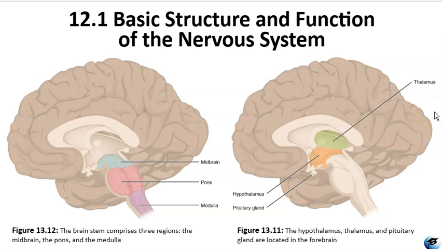Hindbrain includes the medulla, pons, and cerebellum. The medulla regulates vital functions such as breathing, heart rate, and blood pressure. The pons supports similar functions and helps relay information between the brainstem and other regions of the brain. The cerebellum plays a role in maintaining balance and coordinating movement.